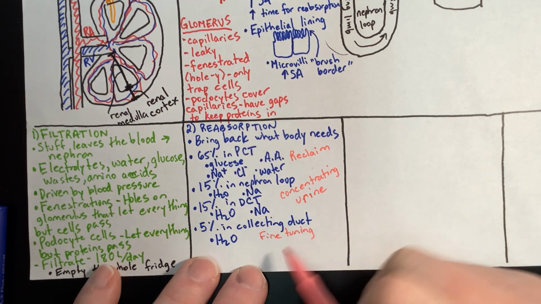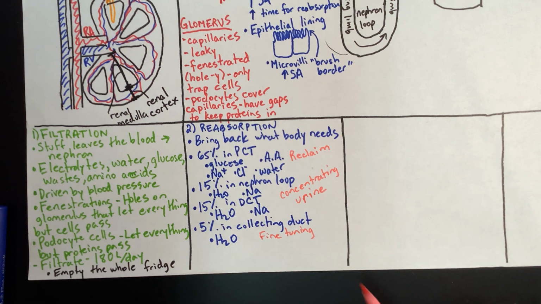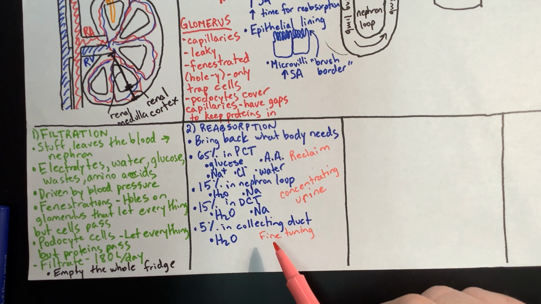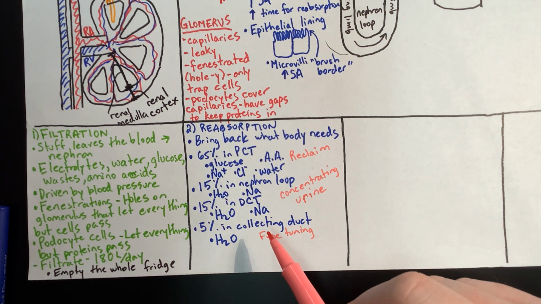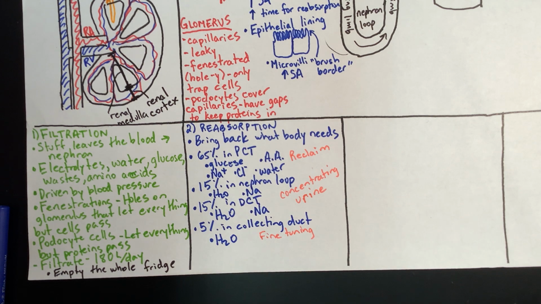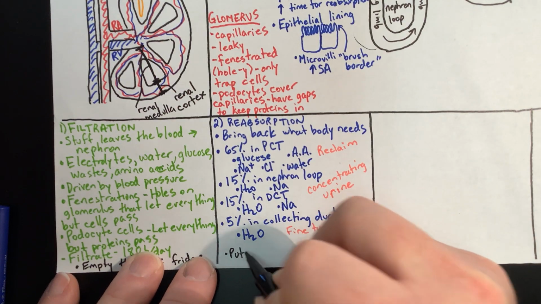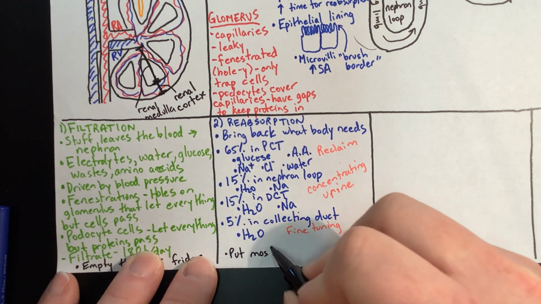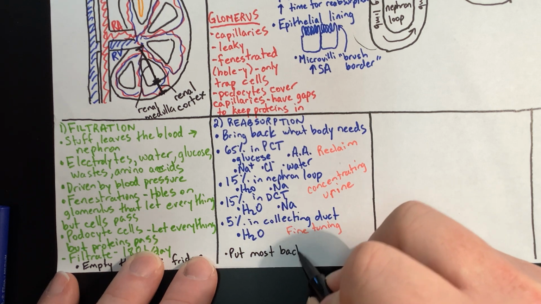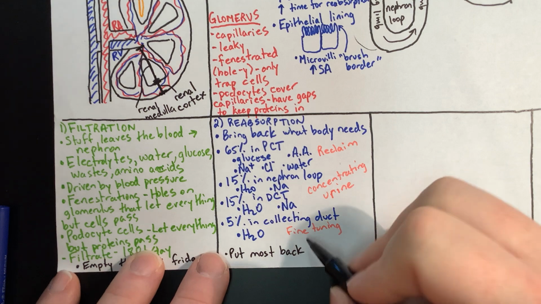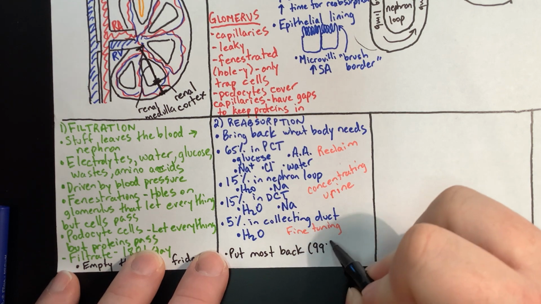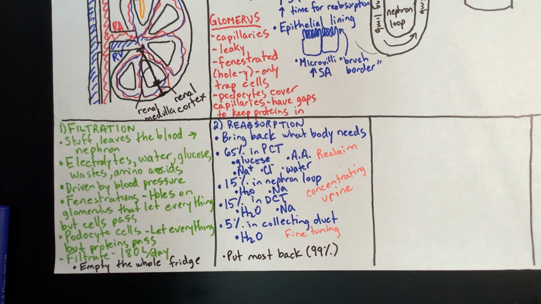Do we need to get rid of more water or do we need to pull in more water? That's what's going to be the fine tuning in the collecting duct. So in the analogy of our fridge, first you empty the whole fridge and then you put most of it back in the fridge. When you clean out your fridge, not everything needs to go in the garbage, but like 99% of stuff is going to go back in.